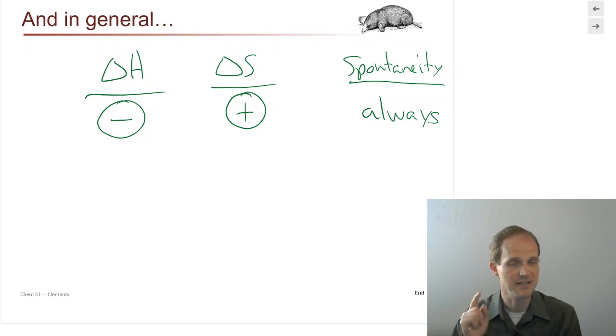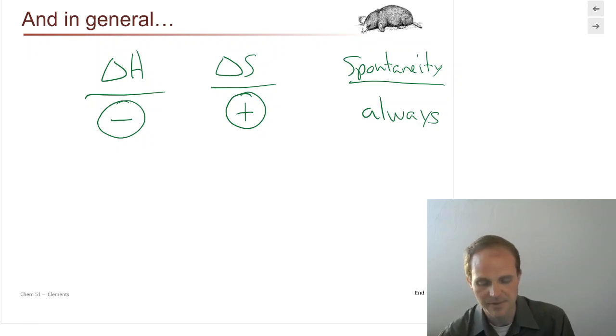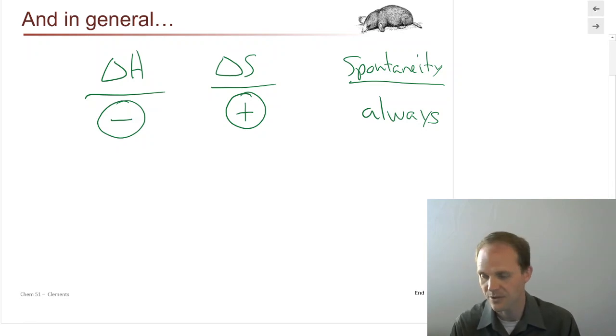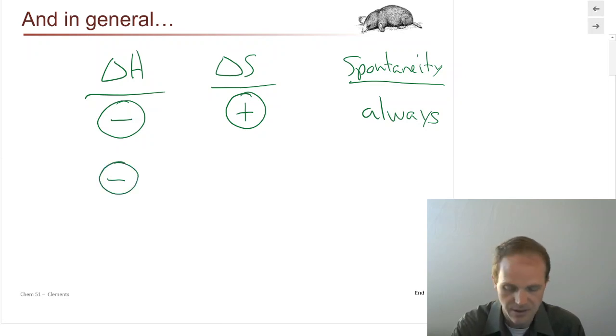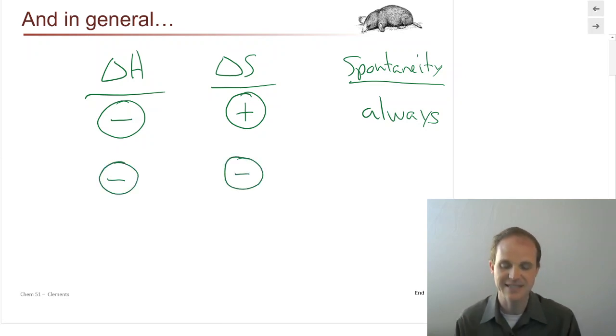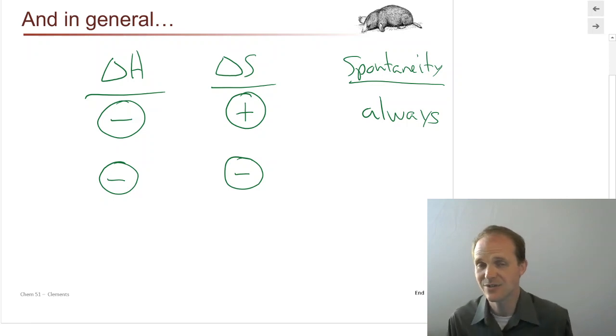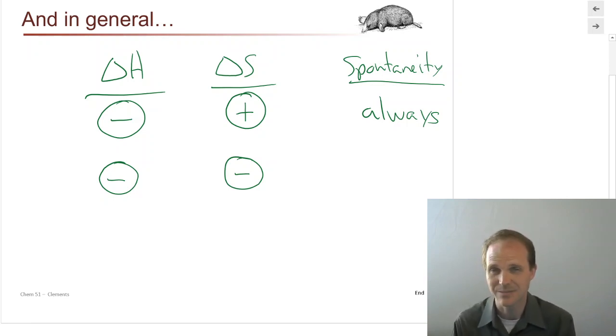Remember, spontaneity doesn't tell us how fast, but it does tell us that it will eventually happen. Okay? So that's really cool. If we know those two things, we know this reaction will happen, it will be spontaneous. Okay? What about if delta H is negative, so we have an exothermic reaction, but our delta S is negative? So we've decreased the entropy in our system, right?